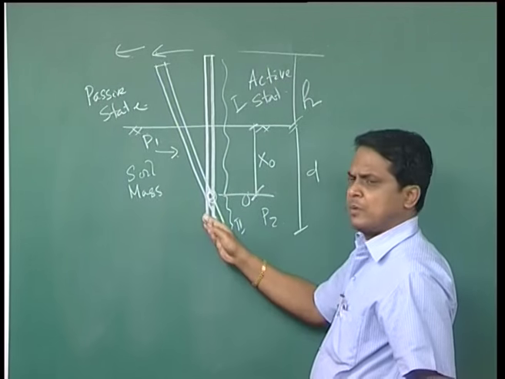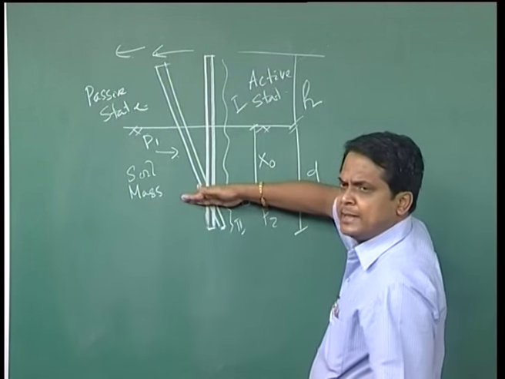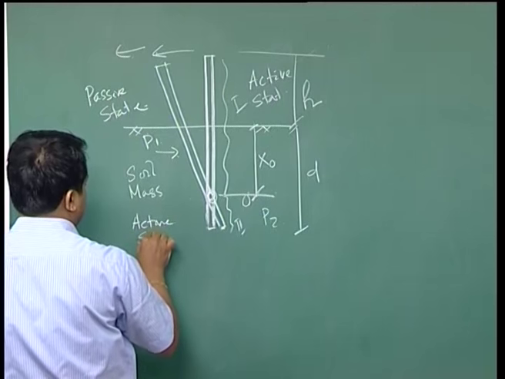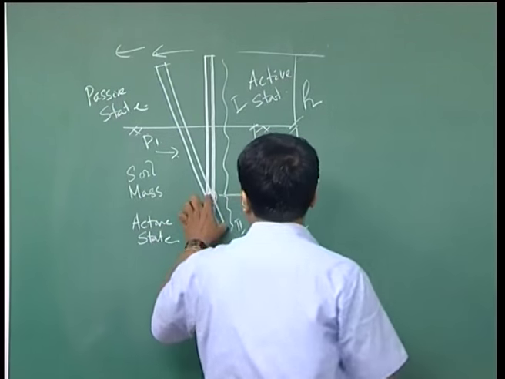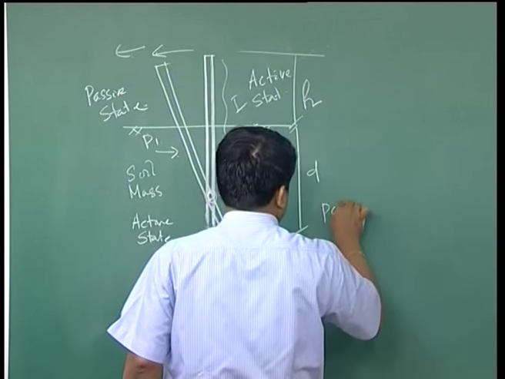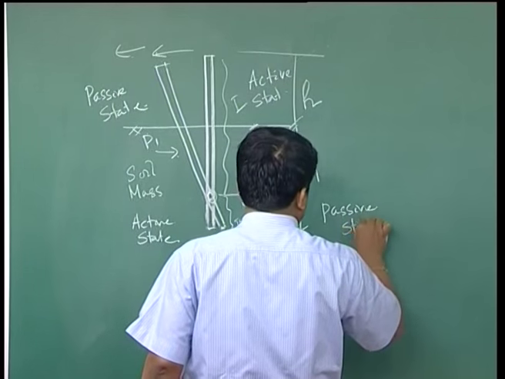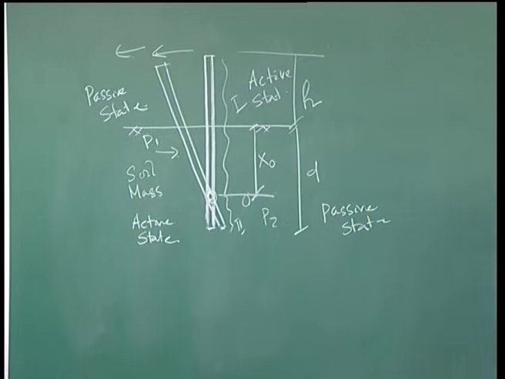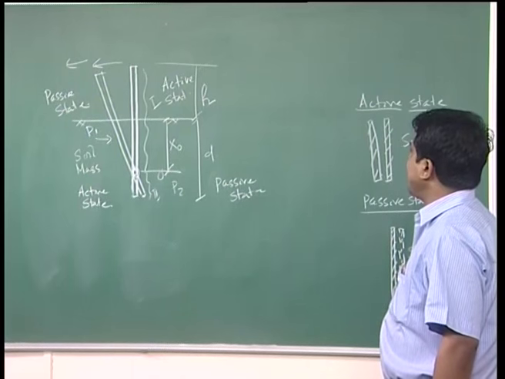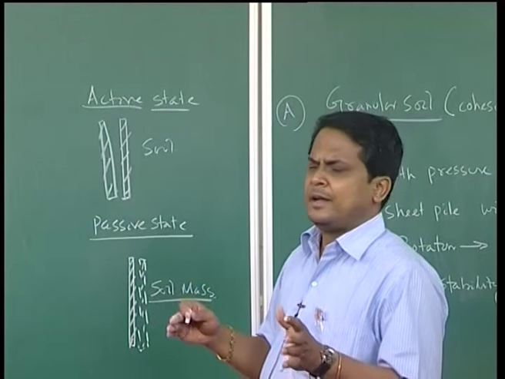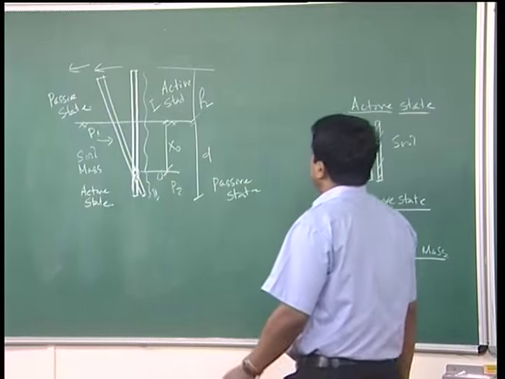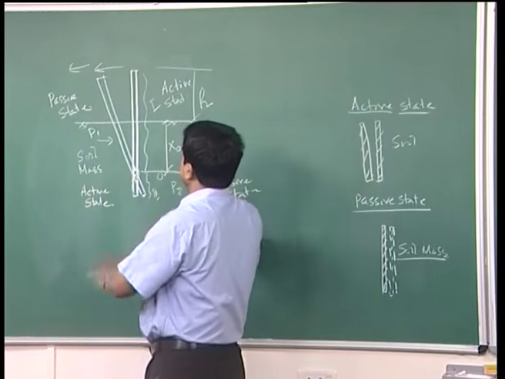Now, if you come back to here, below the point of rotation, this part is moving away from the soil mass, going like this. That means this is in the active state, and from here to here, this part is moving toward the soil mass. That means this is in the passive state. So, if you look at the basic physics behind it, the top part's active and passive states are in reverse order of the bottom part. We will see how this mechanics has been derived.